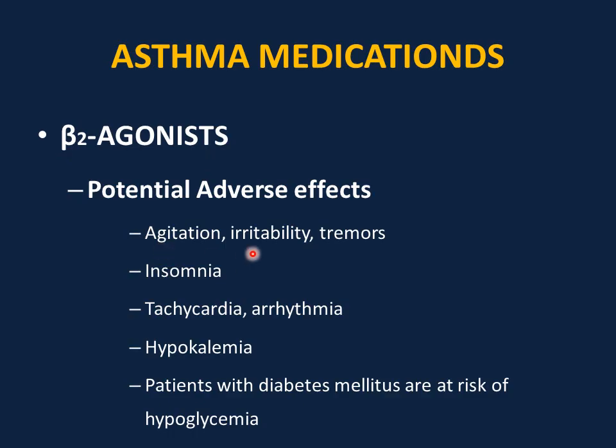Know the potential side effects or adverse effects of beta-2 agonist. It can cause agitation, irritability and tremors, insomnia, tachycardia and arrhythmia, and hypokalemia. Patients with diabetes mellitus are at high risk for hypoglycemia because it will mask the symptoms of hypoglycemia.